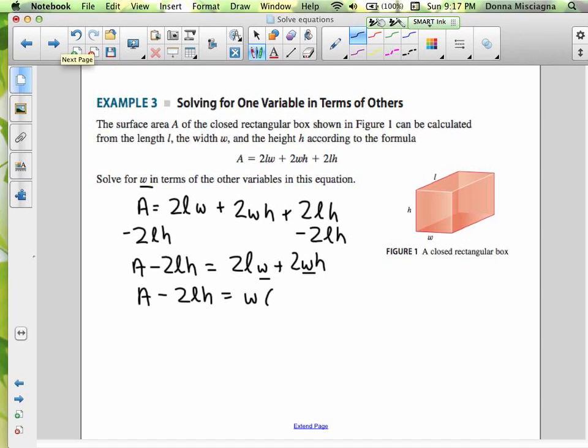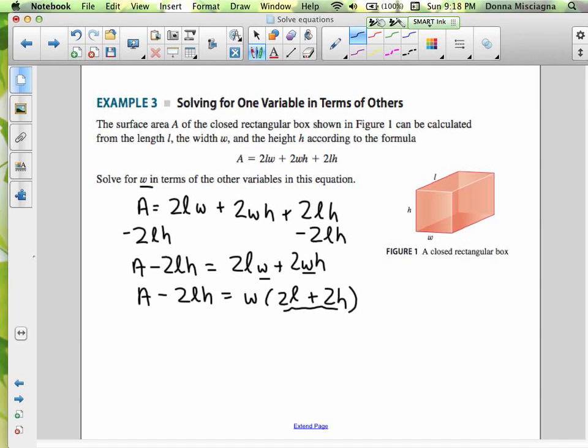2L times W divided by W would be 2L. 2 times W times height divided by W would be 2H. Now we've got the W factored out. We've got a product. We've got W times 2 lengths plus 2 heights on the other side. And so technically this is a coefficient right here.